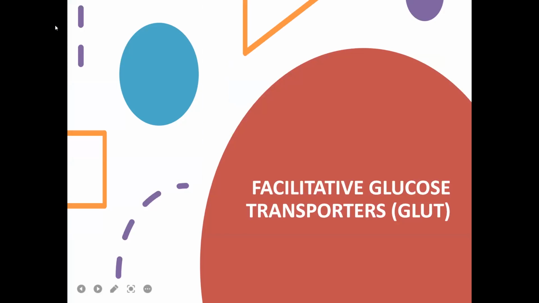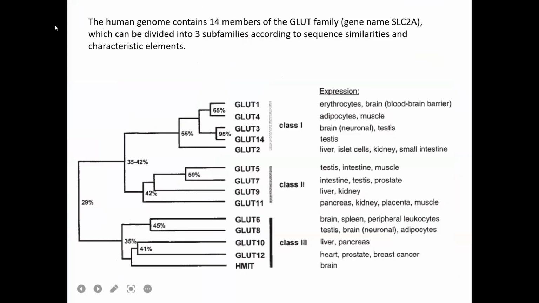First, I will talk about GLUT or facilitative glucose transporters. There are 14 members of the GLUT family, which can be divided into 3 main subfamilies. They are artificially divided into 3 classes due to the function, and the expression of these classes is written here. I'm not sure whether you need to remember it, but the important thing is testis is GLUT 14.